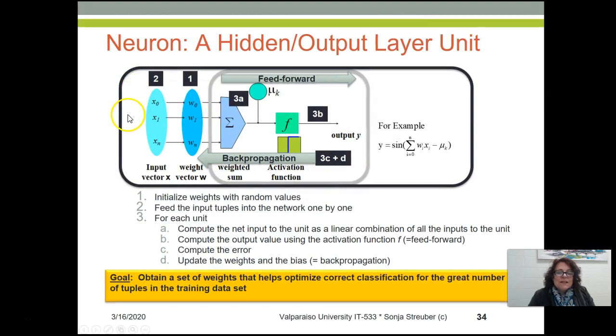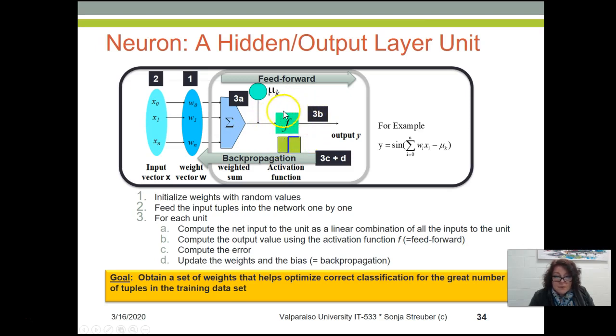Here is what goes on inside of a neuron. Typically, at the beginning, all weights are initialized with random values because we're optimizing them later anyway. Then we feed the input tuples into the network one by one, and we aggregate all these inputs, which means we compute the net input as a linear combination of all the inputs.